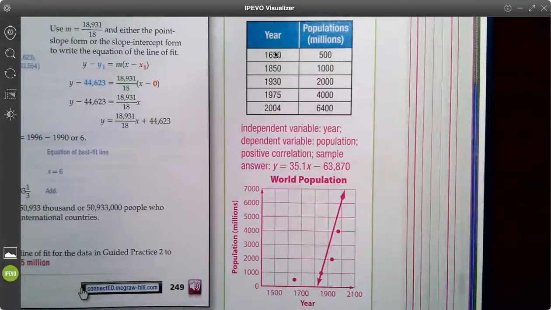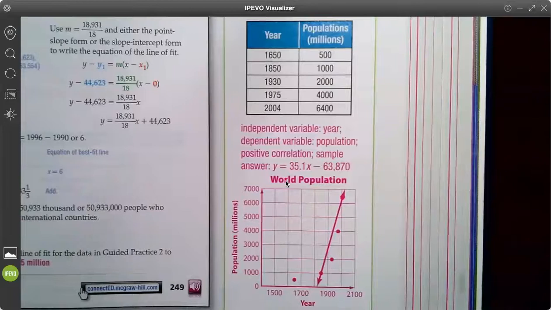Here's an example where they gave us a table. In year 1650, there were 500 million people. 1850, there were 1 billion people, and so on. They plotted all these points on the graph. They drew a line of best fit. I don't think it's the best drawn line. I think it should go more like this, right through the center of the data. But either way, my coordinates are here, here, here, here, and here. And in general, that is increasing. As years go on, world population is increasing, which makes perfect sense.